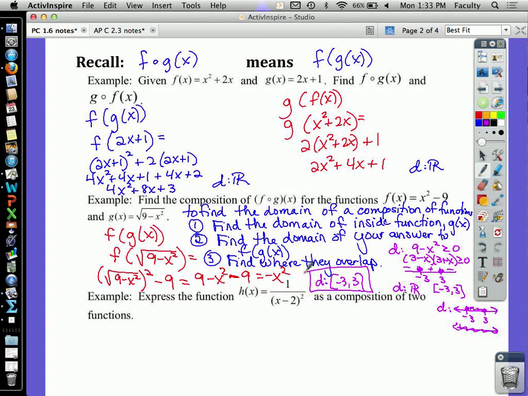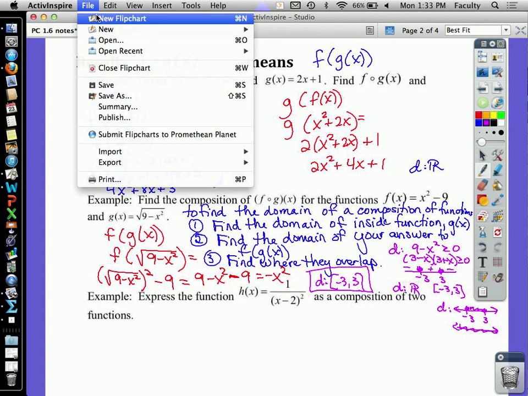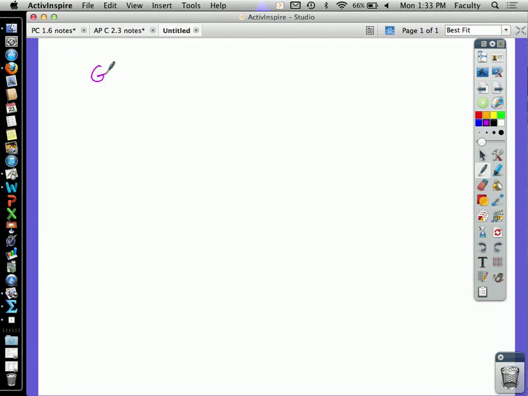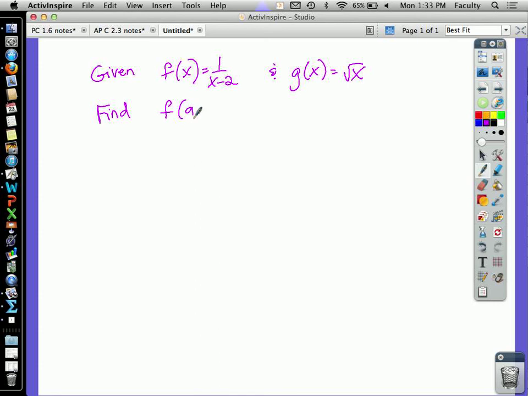Okay? I want you to flip over to the back of your notes. It should be blank. Let's do one extra one. I want you to find f of g of x and then its domain. Okay, so we'll practice both of those items. And then we'll go back to the note sheet.